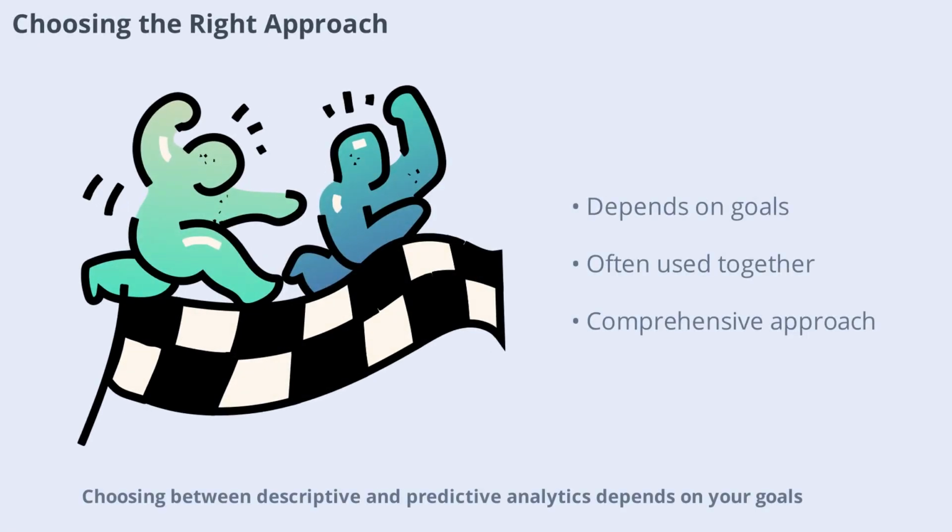Choosing between descriptive and predictive analytics depends on your goals. If you need to understand past performance or report on results, descriptive analytics is the way to go. If you want to anticipate future trends and make proactive decisions, predictive analytics is more appropriate. Often, organizations use both types together for a comprehensive approach.